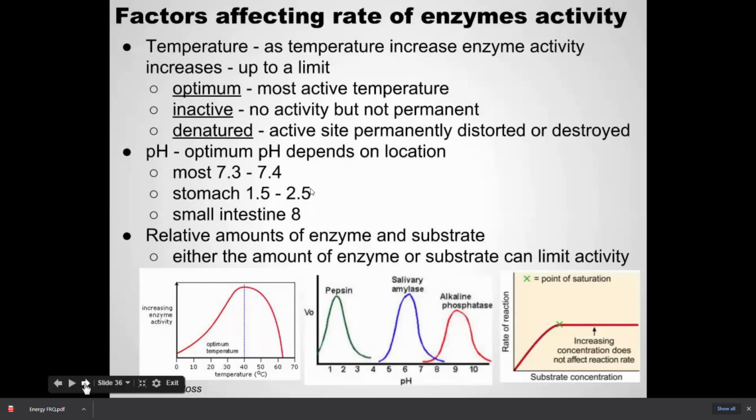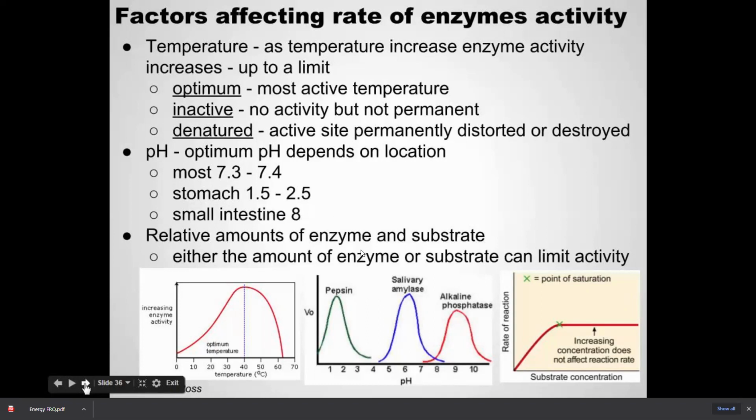But the stomach is very, very acidic. And so a stomach enzyme like pepsin is going to be optimized at that. And if you get into just neutral pH, like water, it's not going to work. And then the small intestine is alkaline, it's basic. So it is going to have an optimum as well at its specific pH.